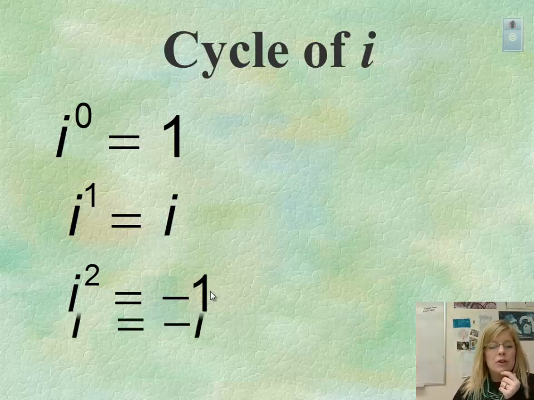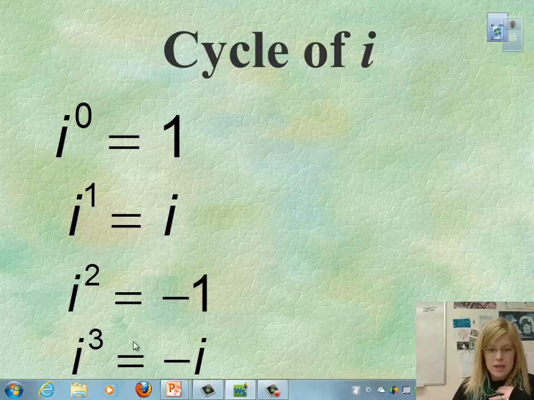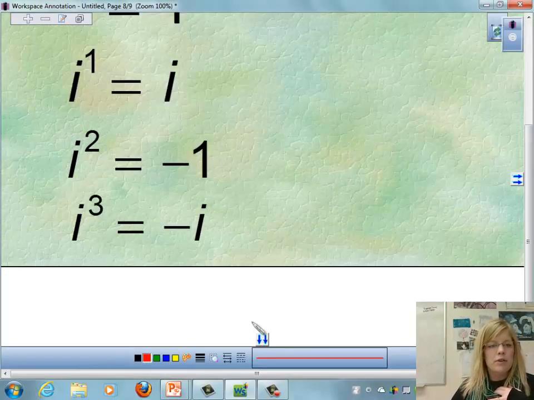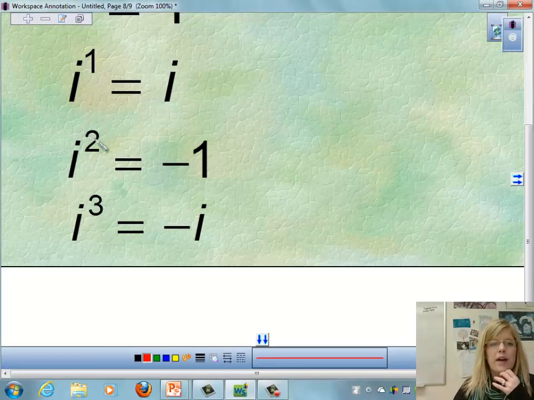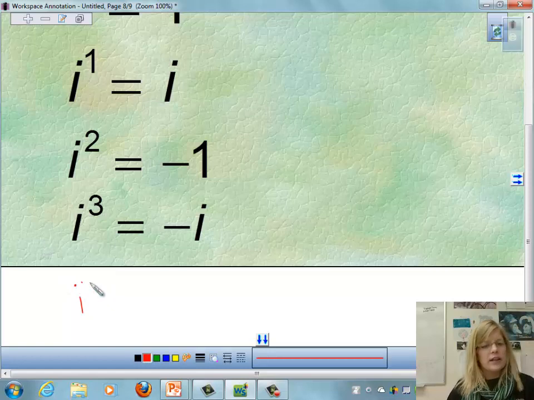Now, i cubed, think about it. i cubed is made up of i squared and i to the 1st. i cubed is the same as saying i squared times i to the 1st, because if I go 2 plus 1, that's 3, right? And i squared was negative 1. And i to the 1st is just i. Well, what is negative 1 times i? Negative i. That's how they got negative i.